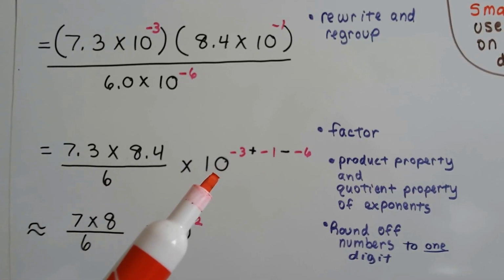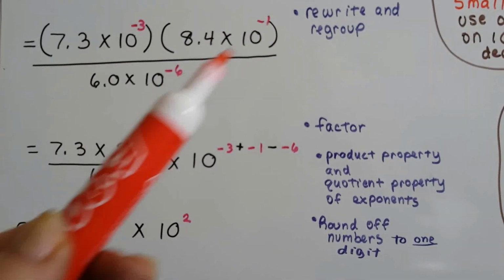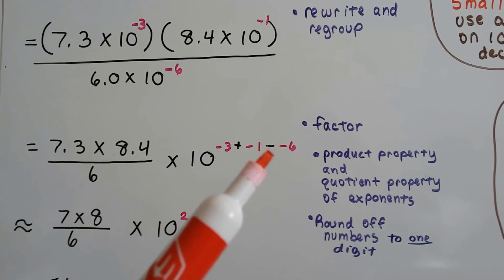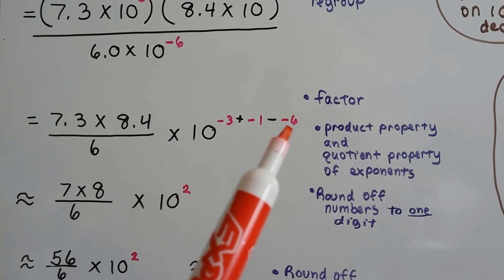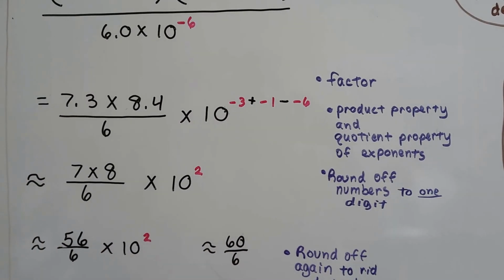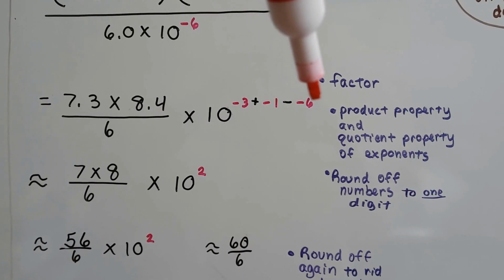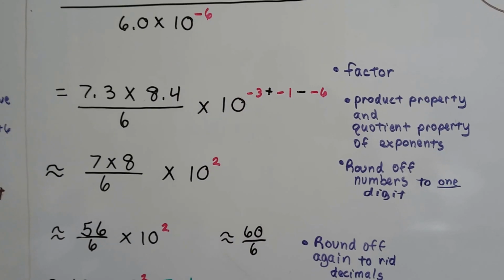Using the product property and the quotient property of exponents, we're going to add these and subtract these, right? So we're going to add -3 plus -1, and then we're going to take away a -6. So that means we're going to add the opposite here again, right? So we're going to add a 6. So we get -3 plus -1, which is -4, but if we add the opposite here, we add a 6 to the -4, we get a +2.